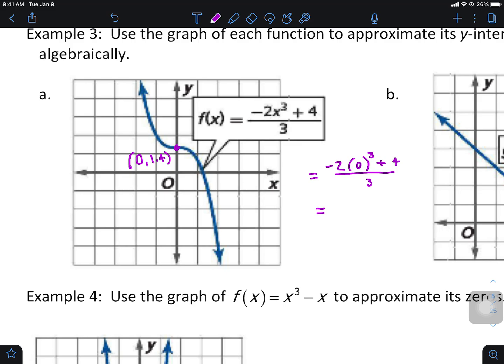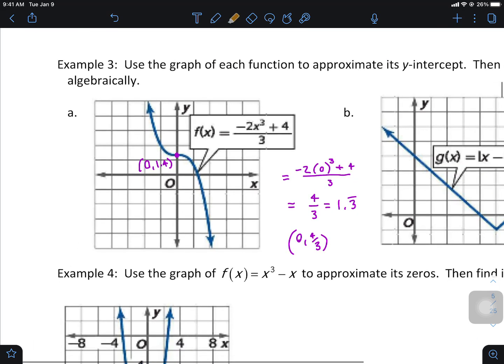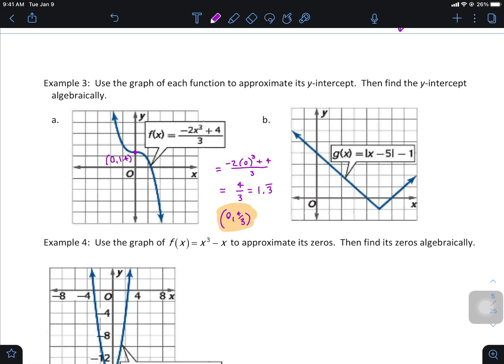Once you do that, 0 cubed is 0, 0 times negative 2 is also 0, so that comes out to 4 over 3, which is about 1.3 repeating, or you could just write 4/3, and that would be your y-intercept. I typically make my students write them as ordered pairs, so I would recommend you do the same: (0, 4/3). That's pretty close. I said 1.4, that's about 1.3 repeating instead.